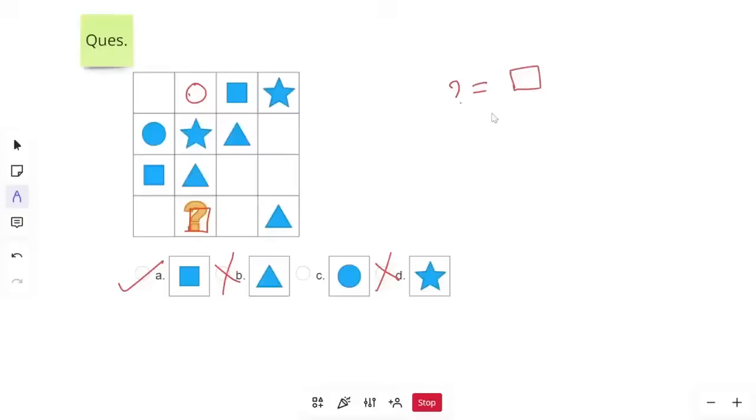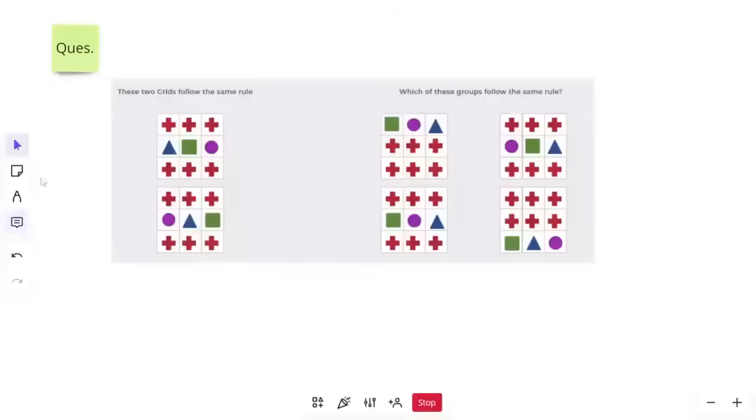Let's move on to the next question now. Let's look at this question. So what we are told is, see, I'll tell you what is the question. First, we are told these two grids follow the same rule.